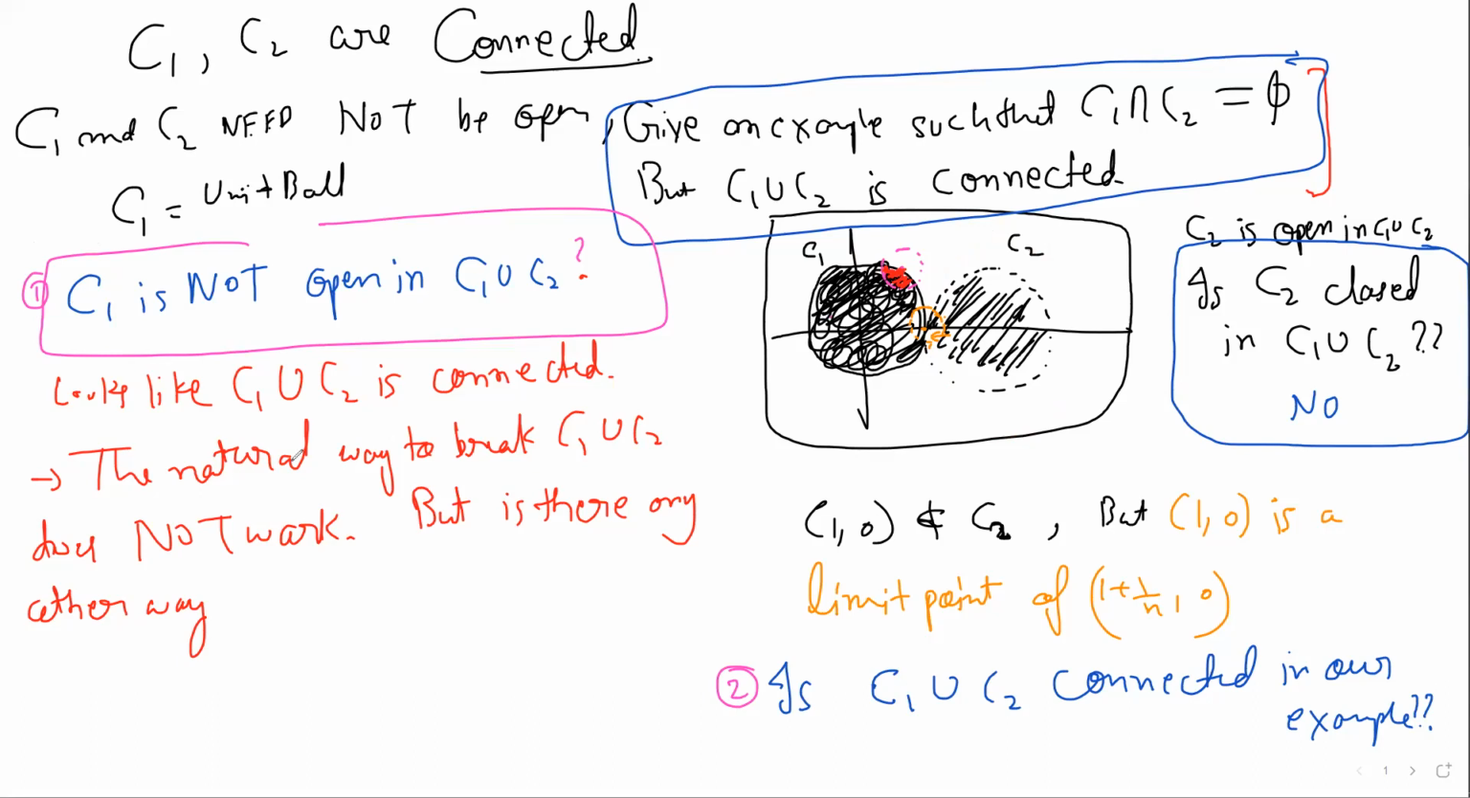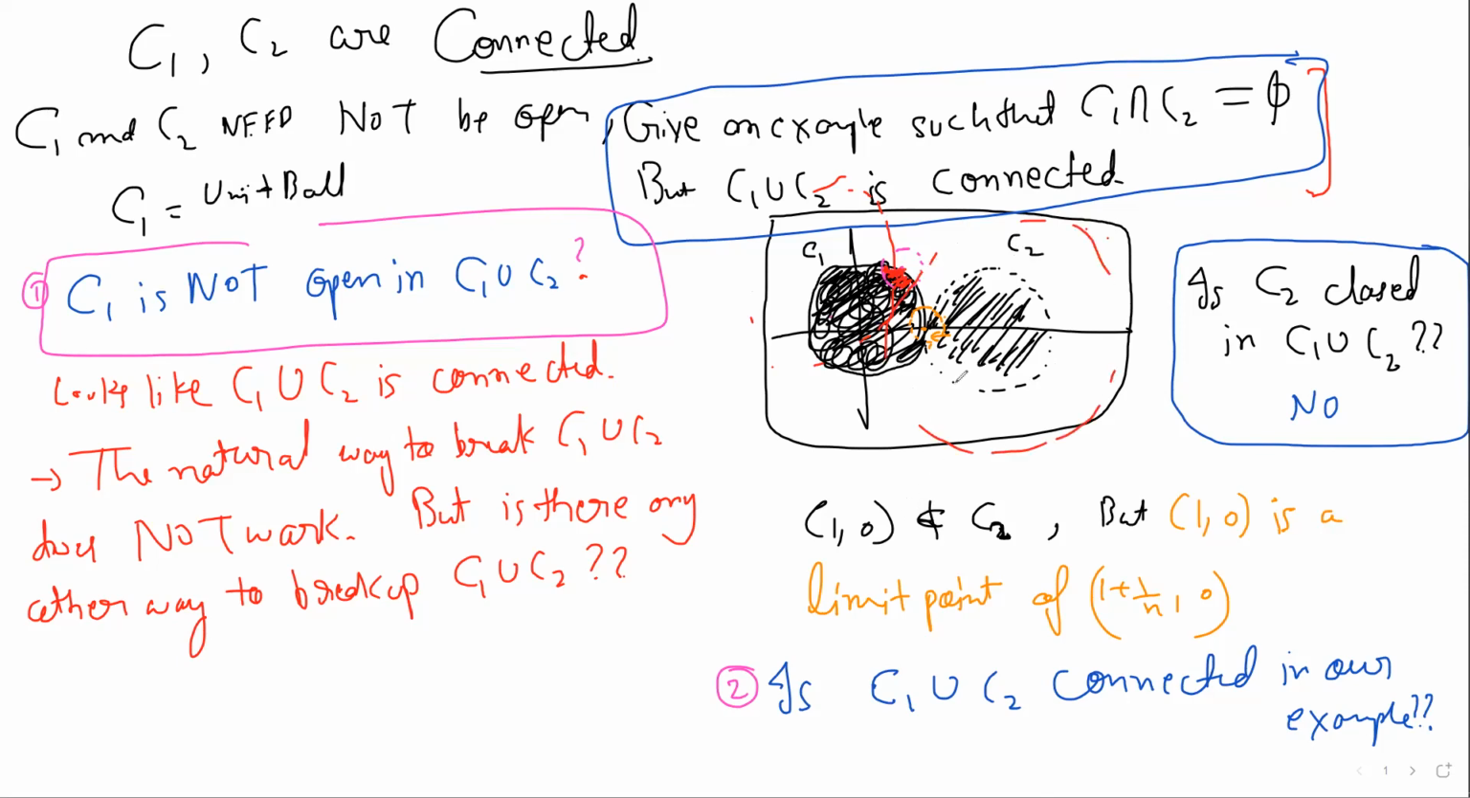Is there any other way to break up, to disconnect, C1 union C2? Is it possible? No, right? It looks like it is not possible. Because it's very clear, right? If there is any other way to break it up, then that will end up breaking up one of C1 or C2. Just think, right?